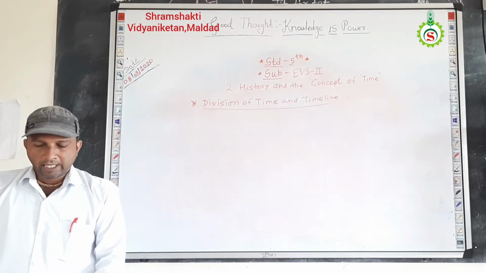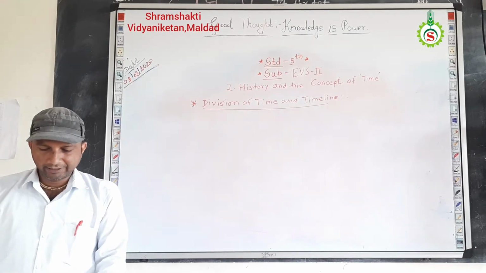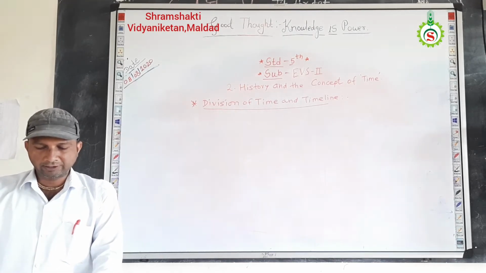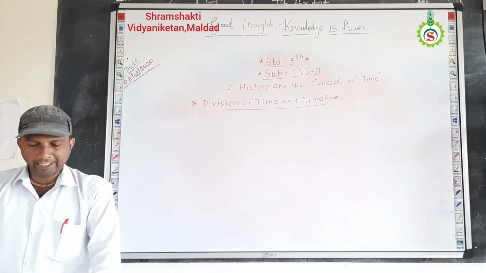Our earth rotates around its axis at a certain speed. Similarly, it also revolves around the sun. The sun has its own light. We receive light from the sun.